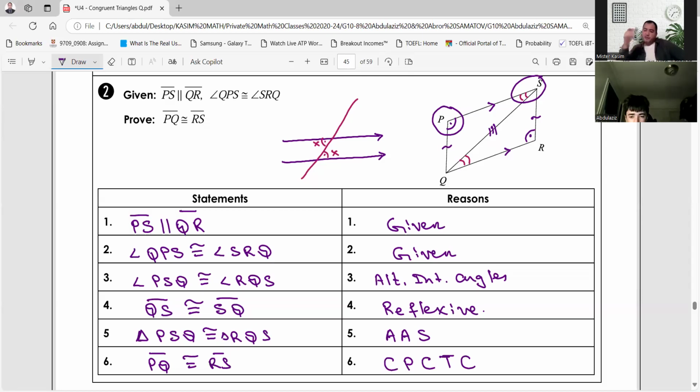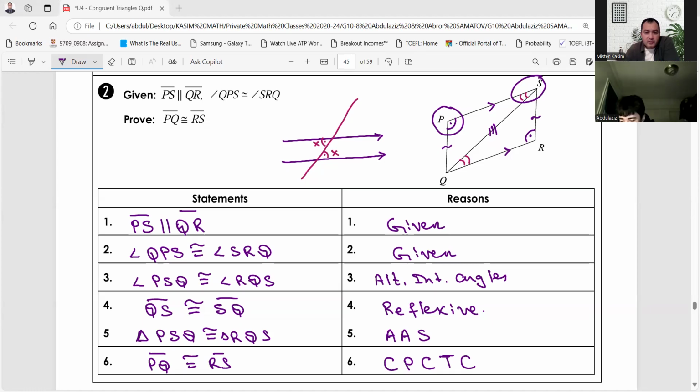Like if you look at your first question, can you do it now? What question? You sent me a paper, like, Abdulaziz. You see the first one.